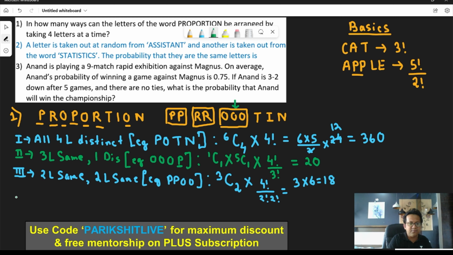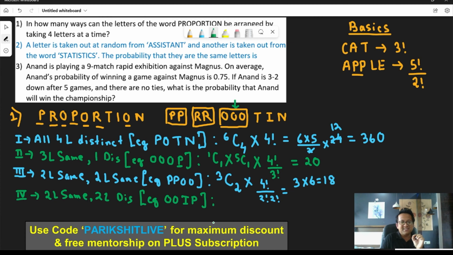I think yes. What can be the fourth case? The fourth case can be 2 letters same and 2 letters distinct. As an example, it could be OOIP. OOIP can be a good example, correct?